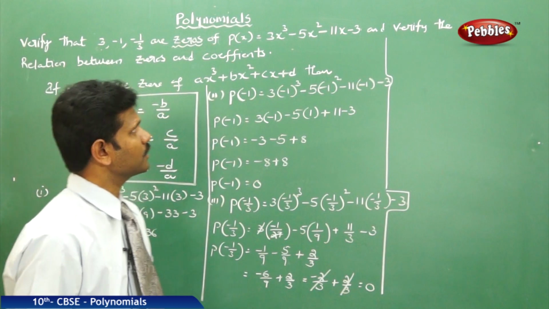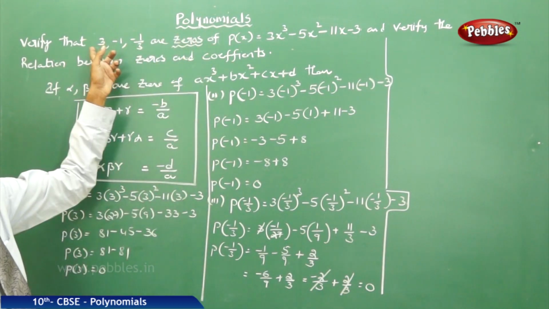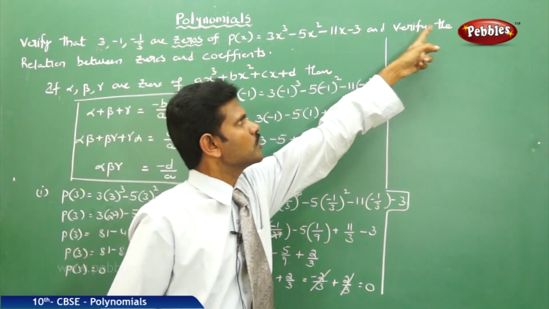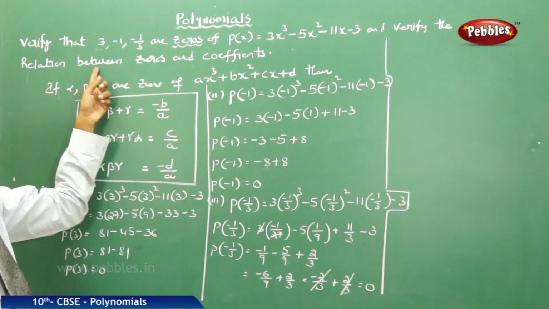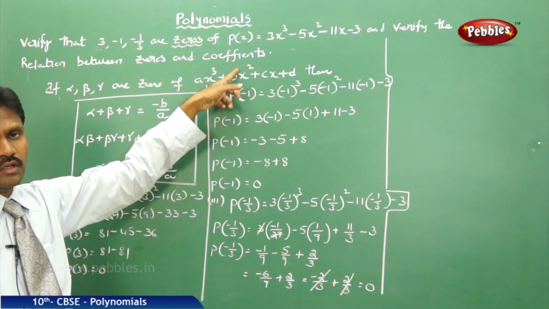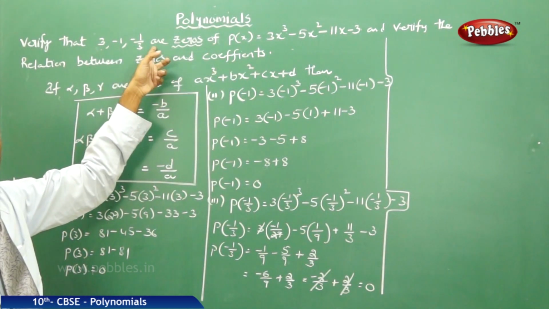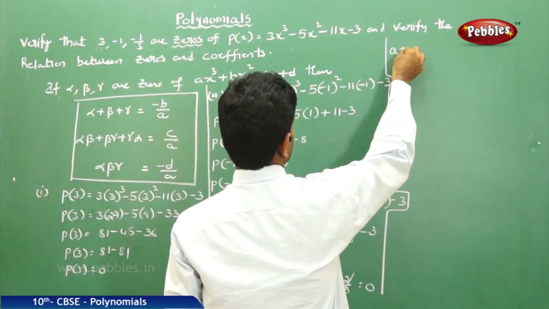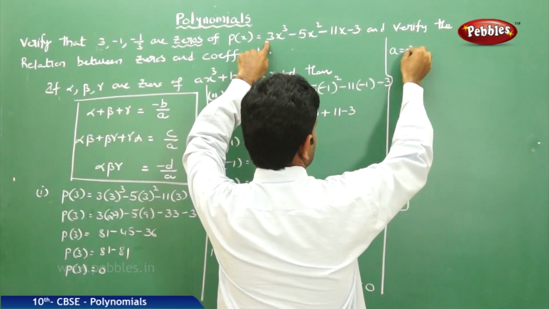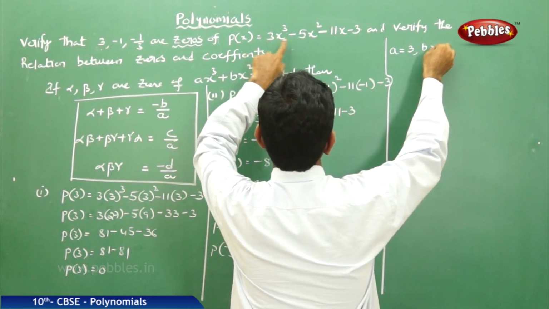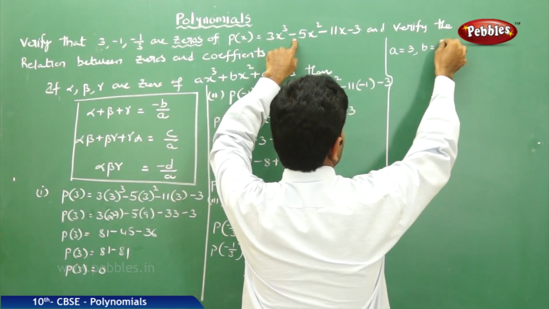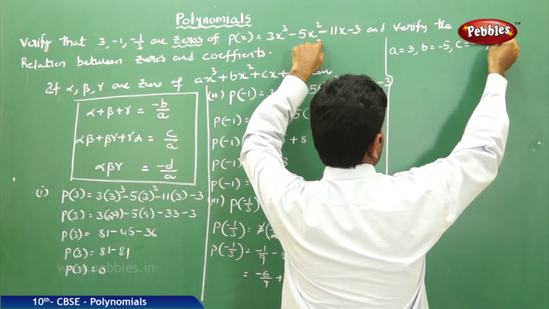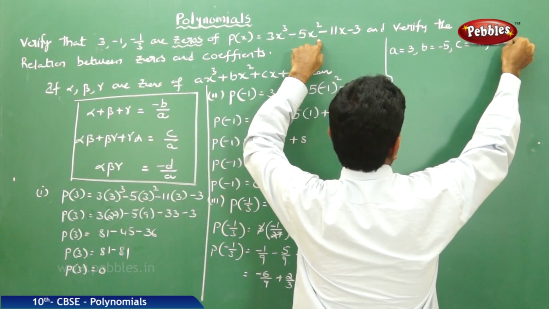Okay, now let us see according to the given question. Now we just tested that the given 3 are the zeros. Next we have to verify the relation between zeros and the coefficients. Now in my hand 3 zeros are there. Now what are the coefficients? Let's write: a value 3, b value minus 5, c value minus 11, d value minus 3.